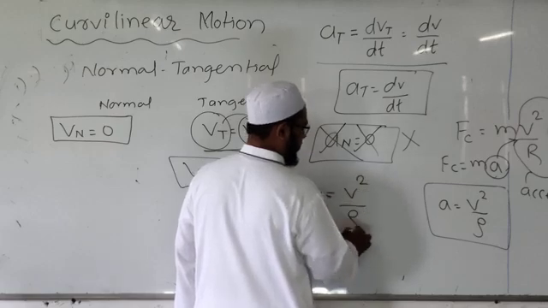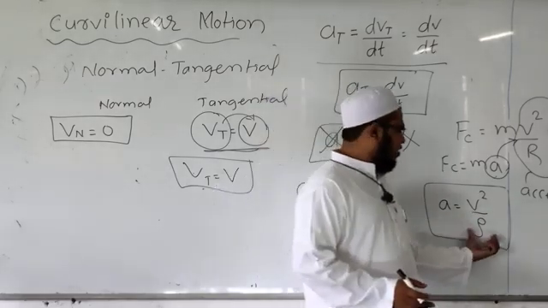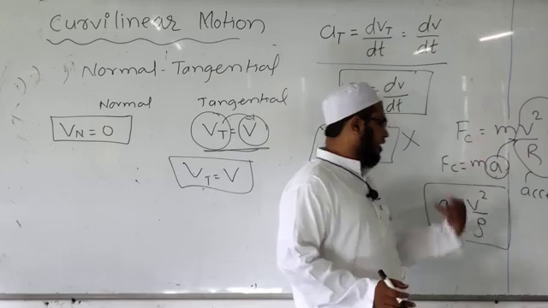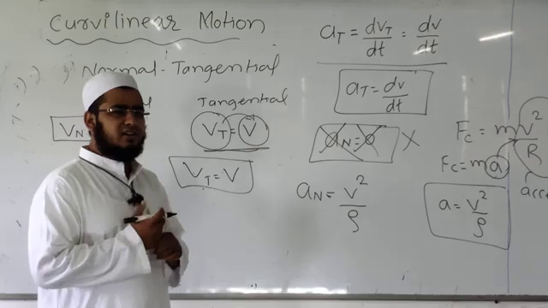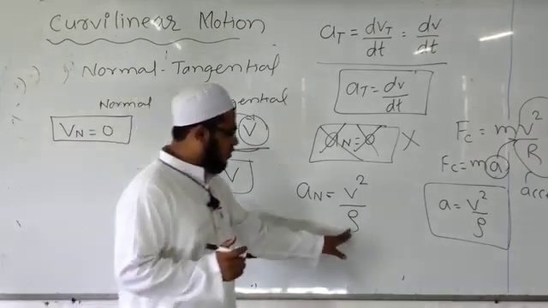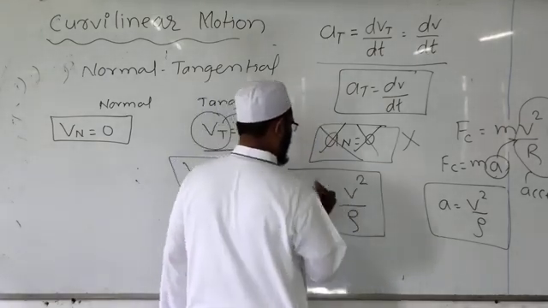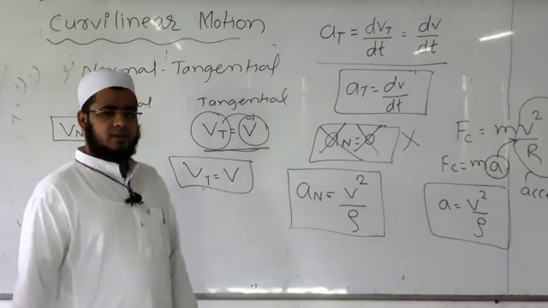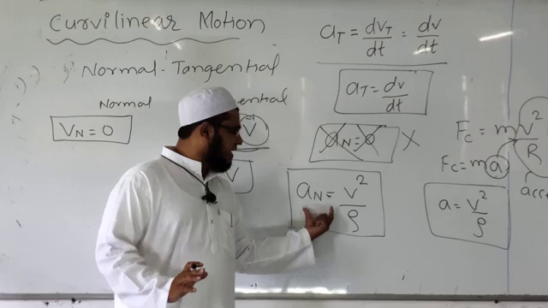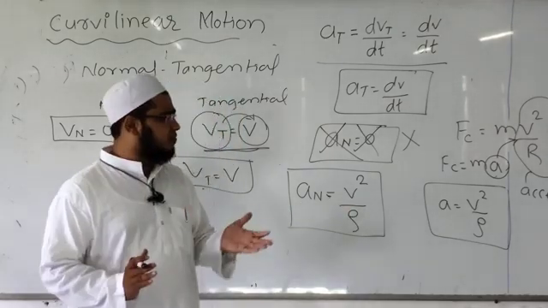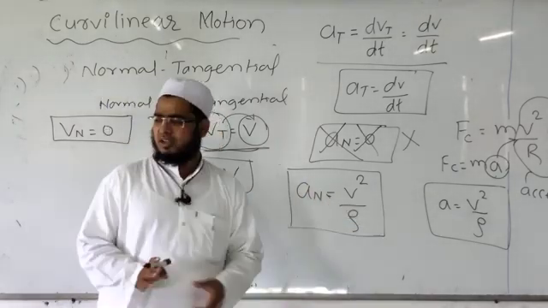by rho. Why rho? Because in many mechanics books they have used rho instead of r for the radius of curvature. So for simplicity, or to avoid confusion, I am also using rho. An equal to v square by rho. It is the formula for normal acceleration. Apart from the mathematical expression to obtain the value of an equal to v square by rho, from the concept we can understand where this value comes from.